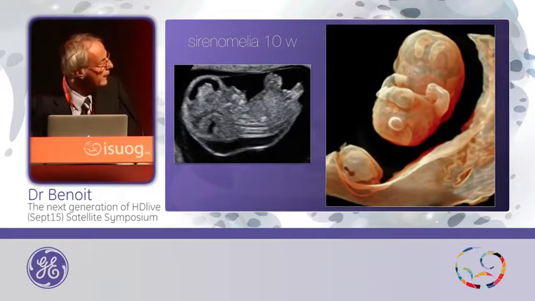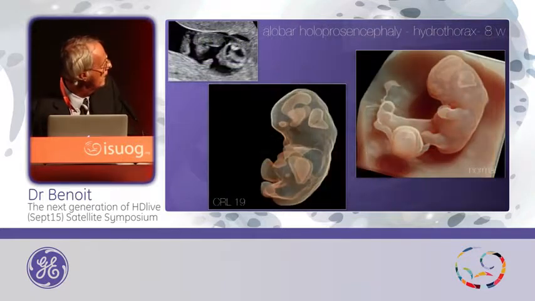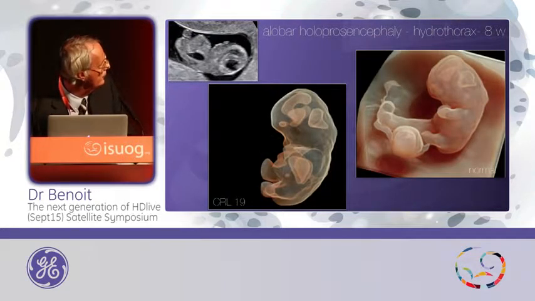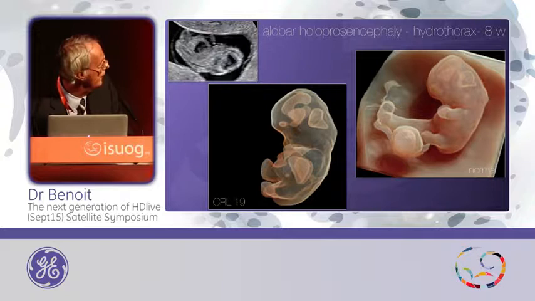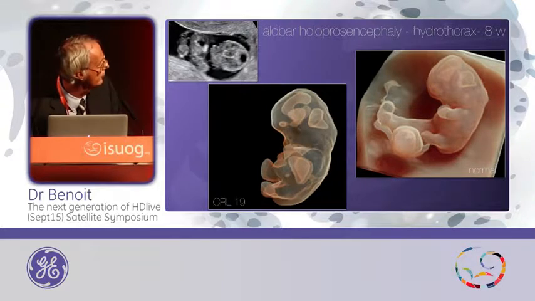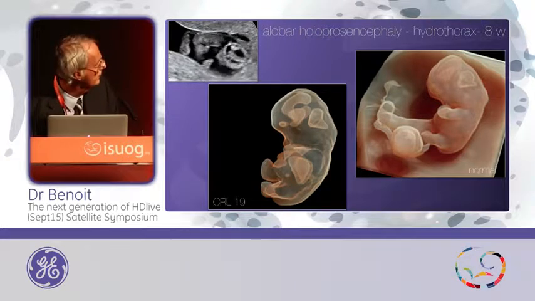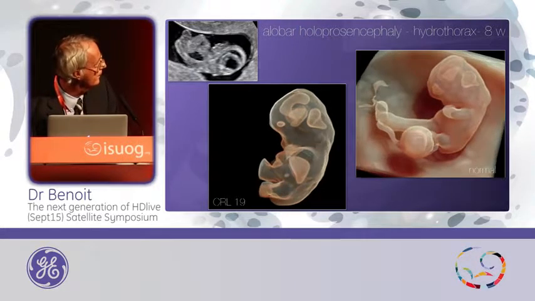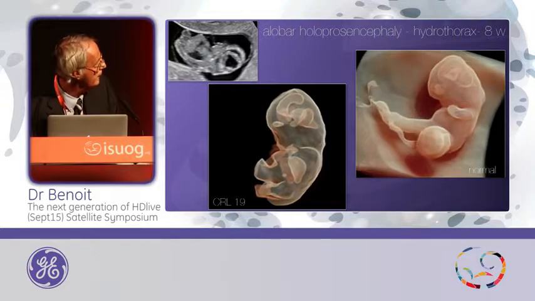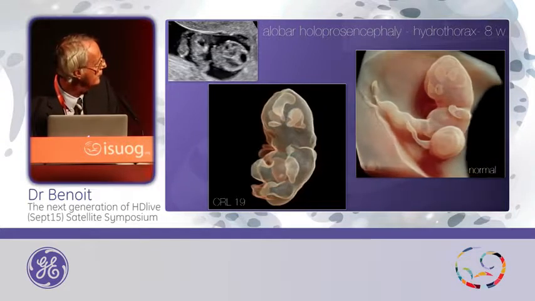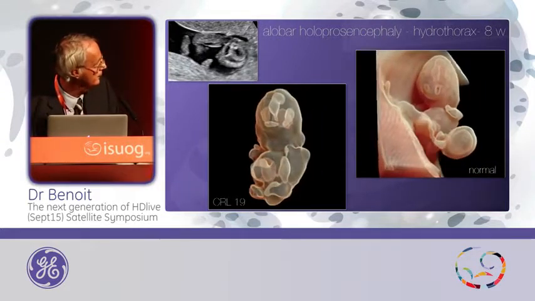Alobar holoprosencephaly at 8 weeks of pregnancy. How can you use this mode? This is a normal one, and this is this case. This is a single frontal ventricle compared to this one. And when you move, you can clearly see the difference between the two normal lateral ventricles here and this one with a single lateral ventricle.